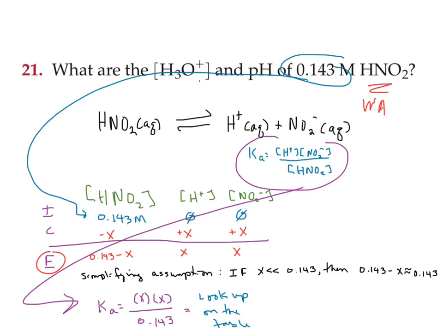Notice in this one, the Ka for HNO2 was not given. You're going to have to look that up on the table. So that's 1 of 3. Solve for x. X is your hydrogen ion concentration, and then knock out pH from there.